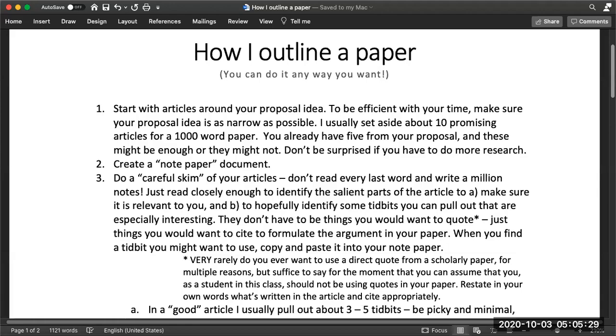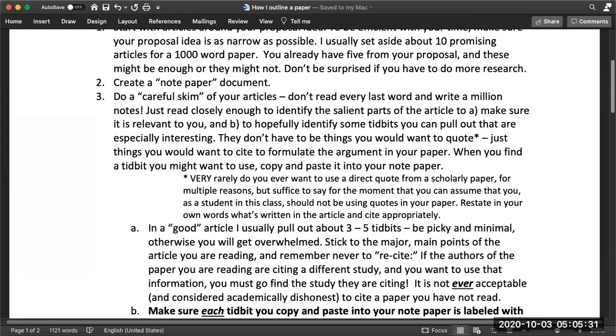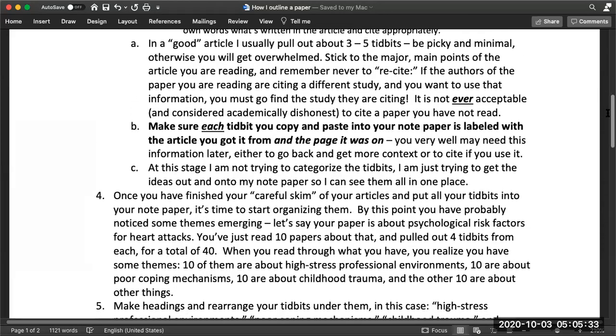So in a good article, I usually end up pulling out about 3 to 5 tidbits. So you're really being very picky and very minimal here. You don't want to overwhelm yourself by pulling out too much stuff because you're not going to be able to organize it into something that makes sense. So don't do that. Try to stay as minimal as possible.